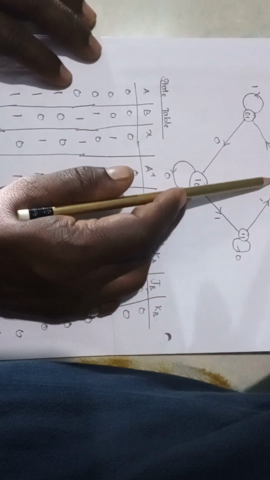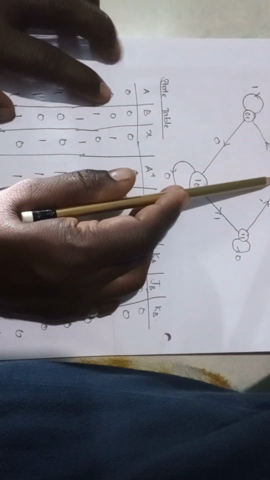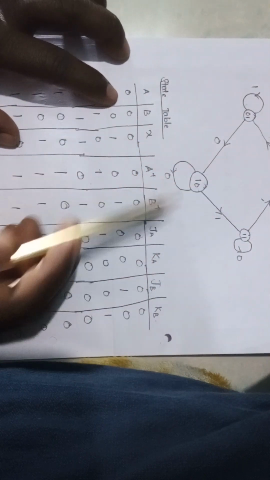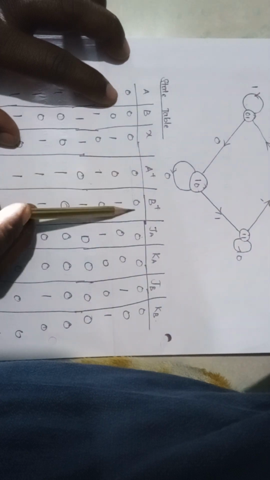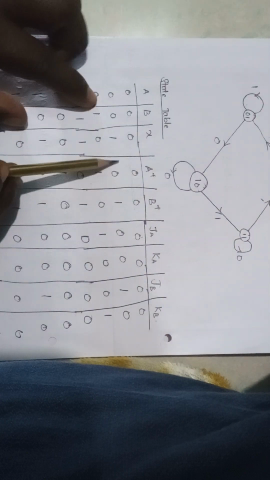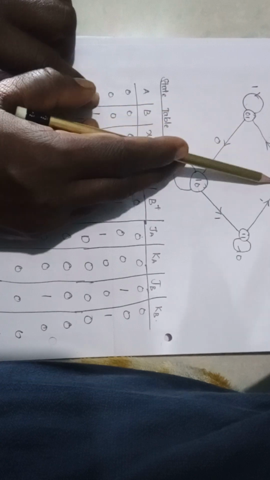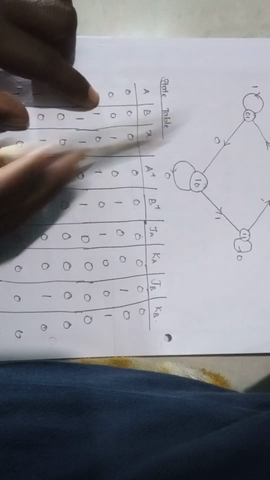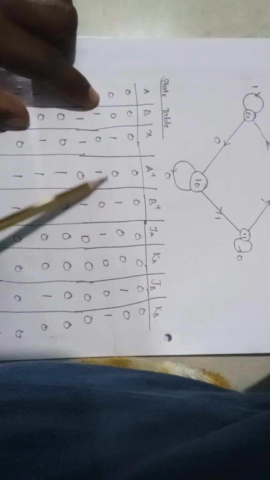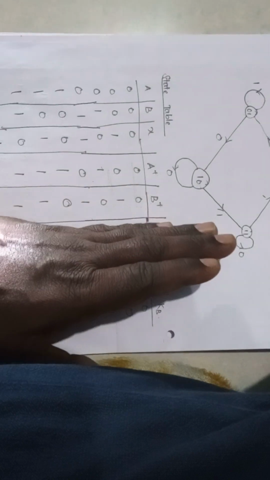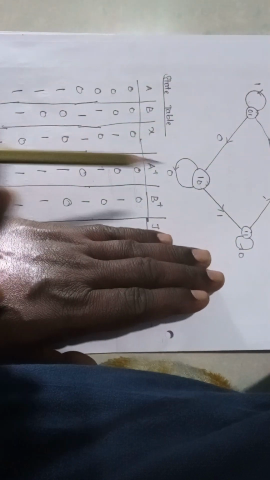When AB is 00 and x is 0, it just reaches the same state, so it is mentioned as the same 00 again. When AB is 00, the output is 1 and x is 1, it means it moves to the 01 state. So from the diagram, I am filling all these things. What is A plus? A of t plus 1 will indicate the next state. So up to this, this is what has been given from the diagram.